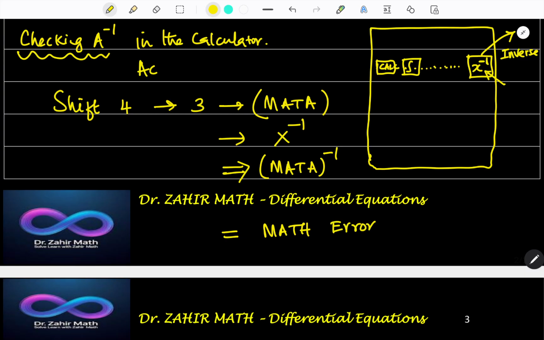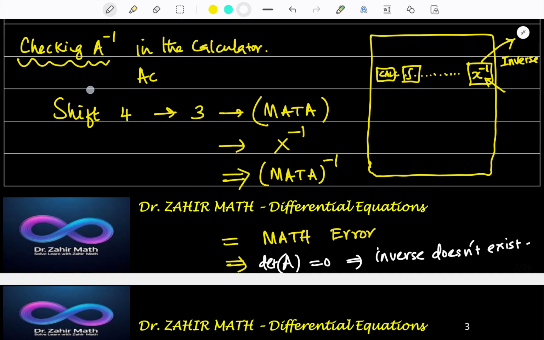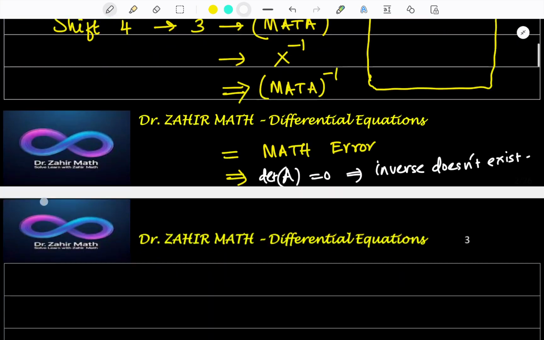Why are we getting a math error? Because the determinant of A is equal to 0, so the inverse does not exist. That is why this message is coming. For the next question, in the same way I'll check it, and you will get the answer. So this is the way to find the inverse of a matrix.